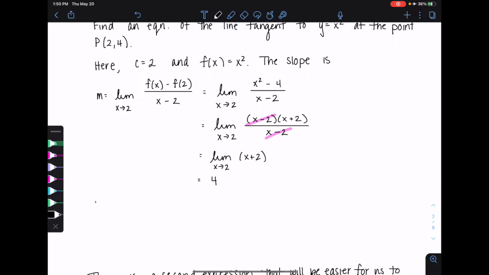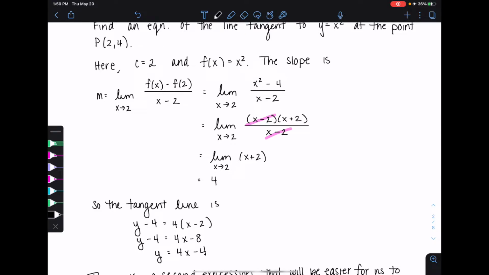So the tangent line is y minus the y-coordinate of the point is equal to the slope times x minus the x-coordinate. So that's y minus 4 is equal to 4x minus 8. Adding the 4 over gives us the tangent line is y equals 4x minus 4. Okay.